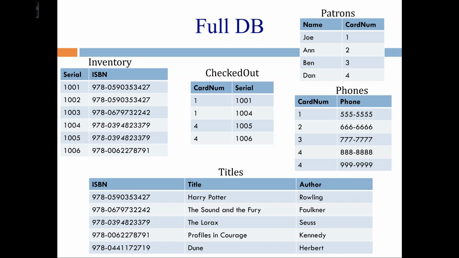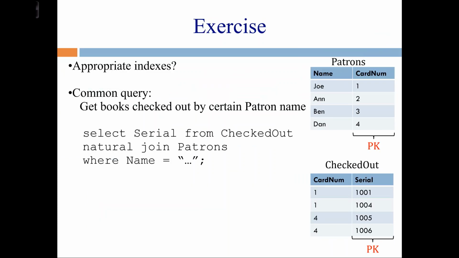So let's look at an example using a more intricate database. This is just the libraries database we've been using all semester. The first question we need to ask is, what kinds of queries are going to be common? Let's say we know that one of the most common queries is to find all the books that are checked out by a certain patron, and we know only the patron's name, not their card number. We'll just stop at the checked out table to make this example a little easier, so all we need to know is the serial numbers of the books. Here is the SQL equivalent of this query.